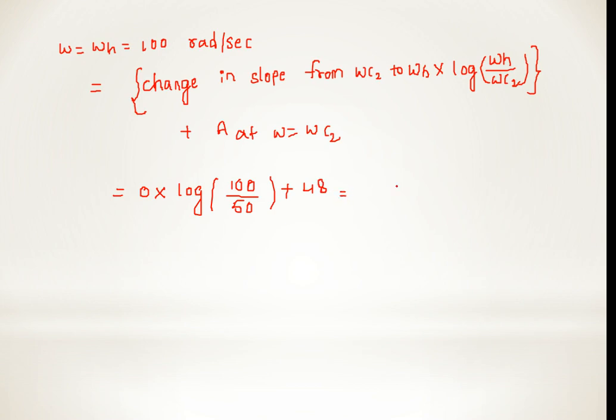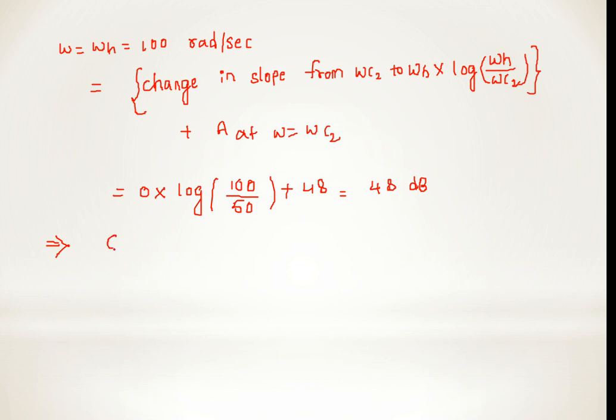So finally we are left with 48 decibels. This is the procedure to draw the magnitude plot for any given transfer function. Now we have to draw the phase plot. So in order to draw the phase plot, first we have to write the phase of the given transfer function.